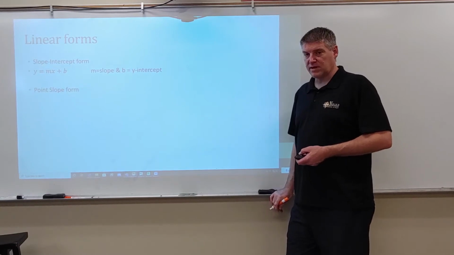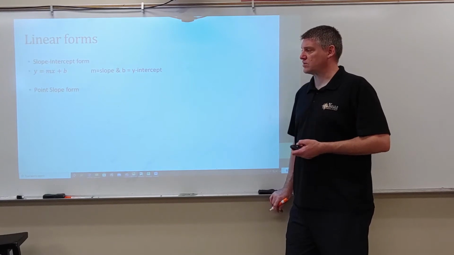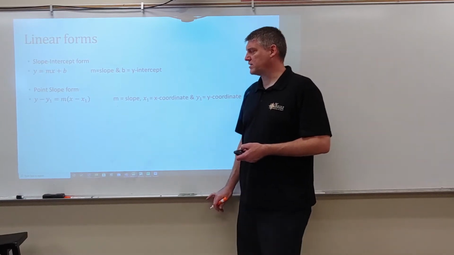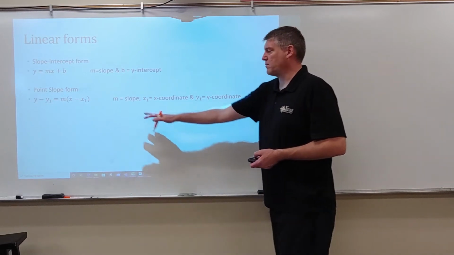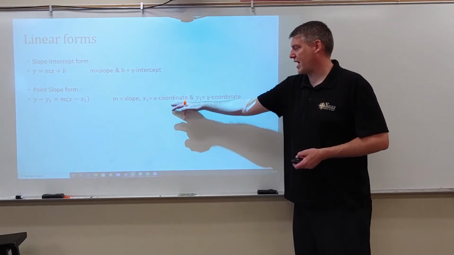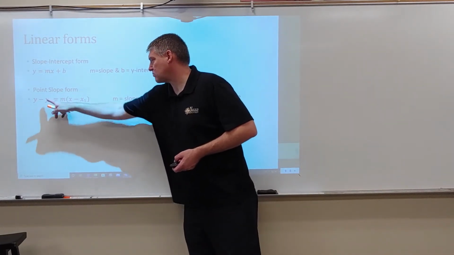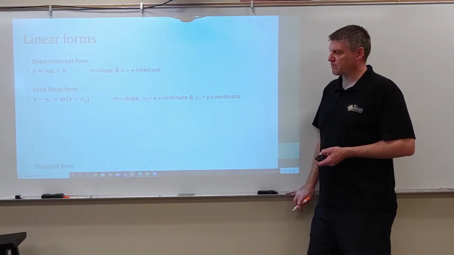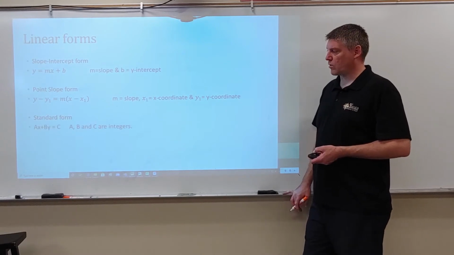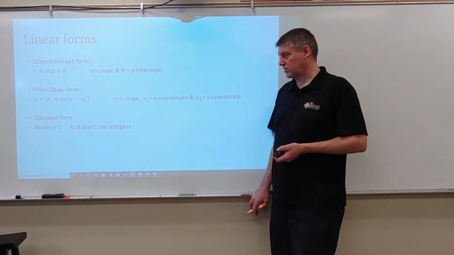We have point-slope form. A lot of people don't tend to remember this one, but it's very, very quick to use when we're trying to find the equation of a line. So it's y - y1 = m(x - x1), where m is the slope, x1 is my x coordinate, and y1 is my y coordinate. So this is the point here, (x1, y1), that's my coordinate, or my point, and then m is my slope. And then we have standard form, where we have ax + by = c, where a, b, and c are integers, okay?